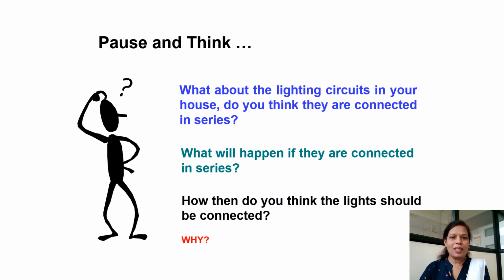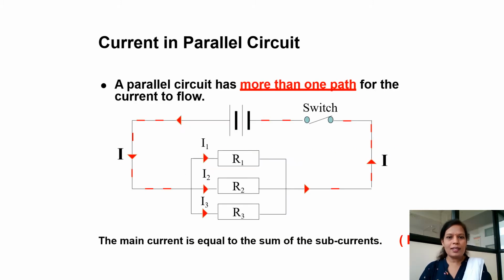This is an important task I want to give all of you. What should be the lighting connection in our house? Whether the lighting should be connected in series or in parallel, and why? Now we'll see how the current flows in a parallel circuit.